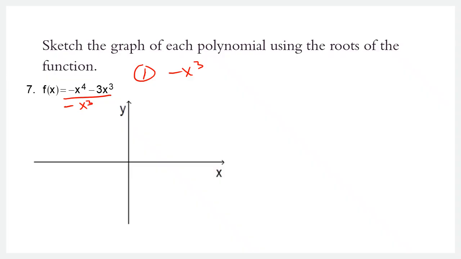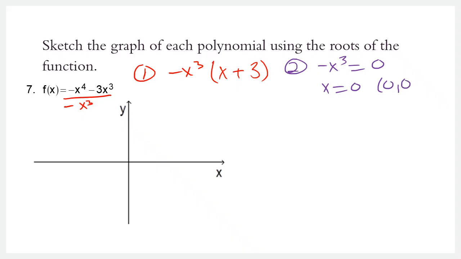Okay, so when we factor out the negative x cubed, we're left with positive x plus 3. And that's what we're left with, because a negative divided by a negative is positive. And so now we're fully factored. So now that we're fully factored, we can go ahead and find our zeros. The first thing we have is negative x cubed equal to 0, which means that we are at x equals 0. And at (0, 0), we have a multiplicity. That multiplicity is 3.